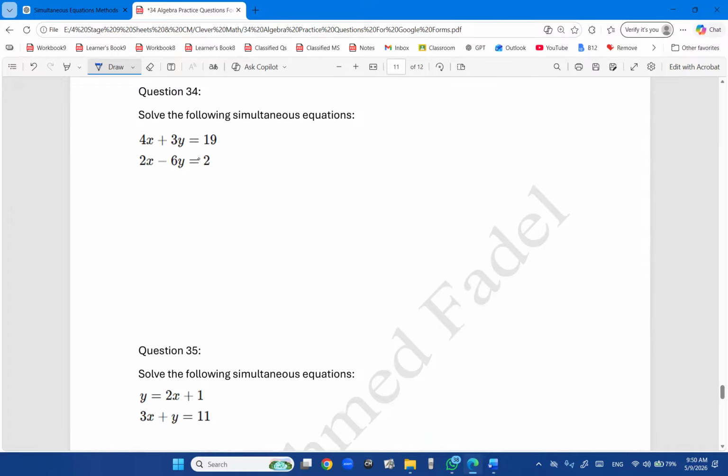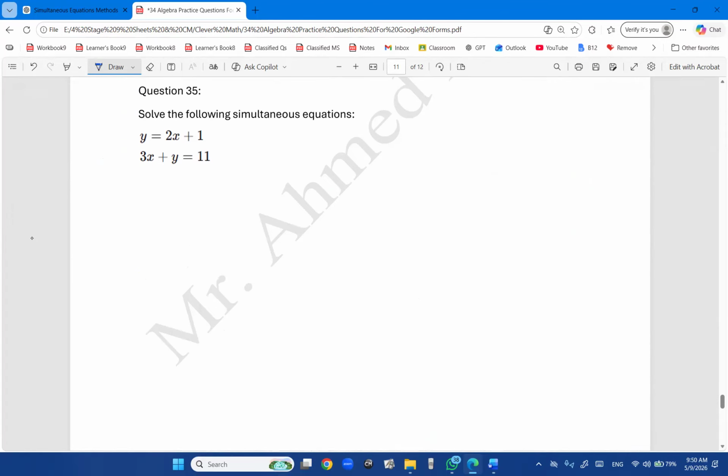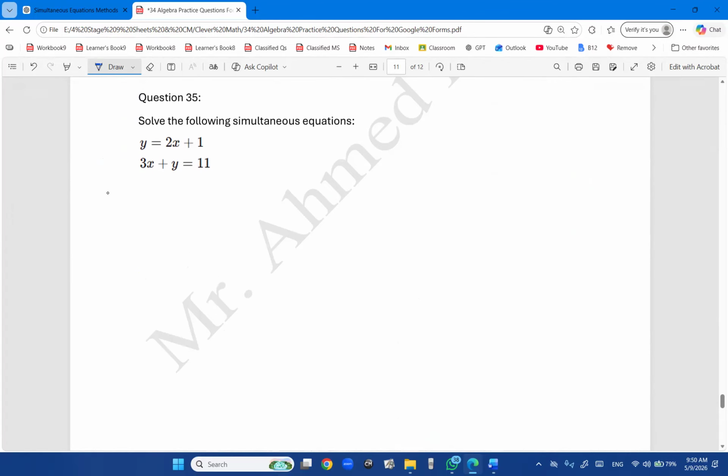Over here, you're going to follow exactly the same steps. I need to eliminate the x's, then multiply down by 2 if you need to eliminate the x's. If you need to eliminate the y's, then multiply up by 2. And follow the same steps exactly as in question 33. Question 35 here is a little bit different. Here they're giving you y equals 2x plus 1. So I'm going to use the substitution method.